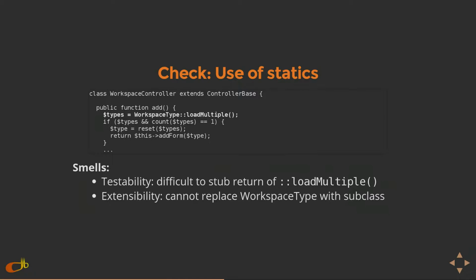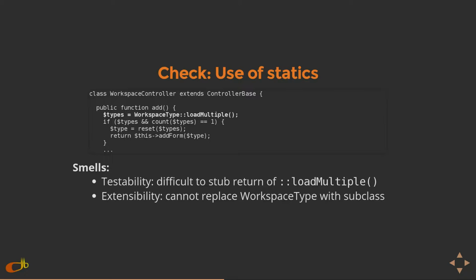Use of statics. Drupal is not very good at this. This is the workspace controller, and notice the line where it says load multiple. You'll see similar lines to this. This is a static method call. The problem here is there's no way to stub the return value of load multiple. So you'll want to address this on a functional test level. This basically means you cannot unit test this method without doing some kind of reflection. Also, extensibility. You can't replace workspace type with a subclass.